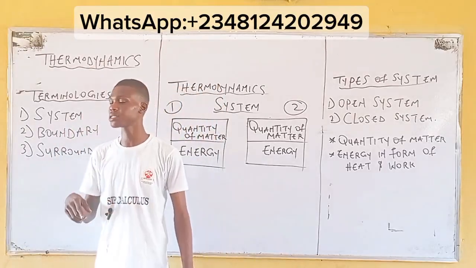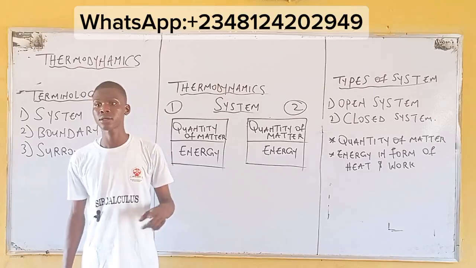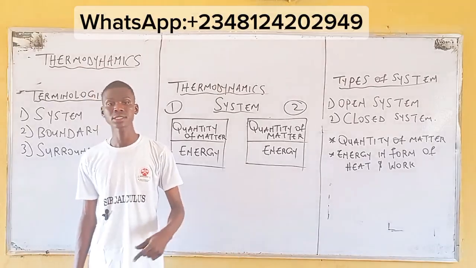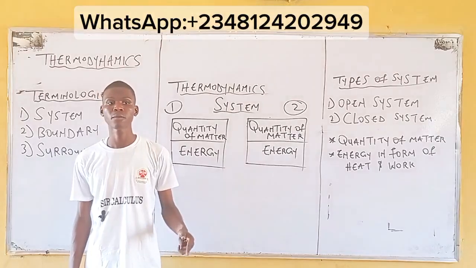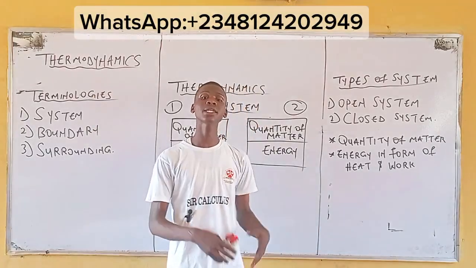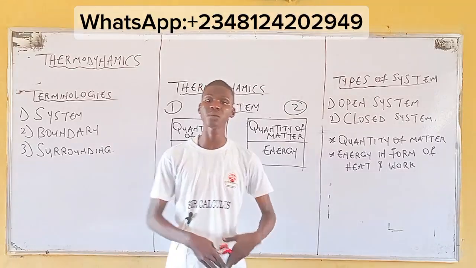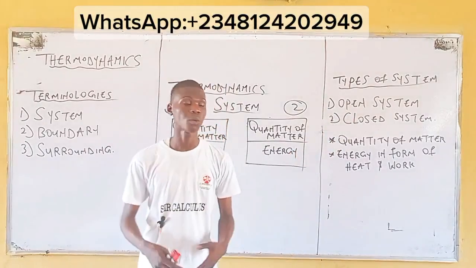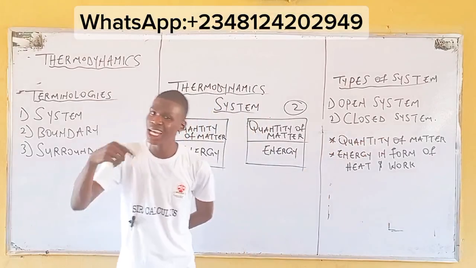Before then, let's recap. By definition, what is a closed system? Okay, let's start with the open system. An open system says that when the quantity of matter and energy in the form of heat and work can cross the boundary of a system to the surrounding, it becomes what? Open system. What about a closed system? In a closed system, the quantity of matter cannot cross but energy can cross, it becomes what? Closed system.